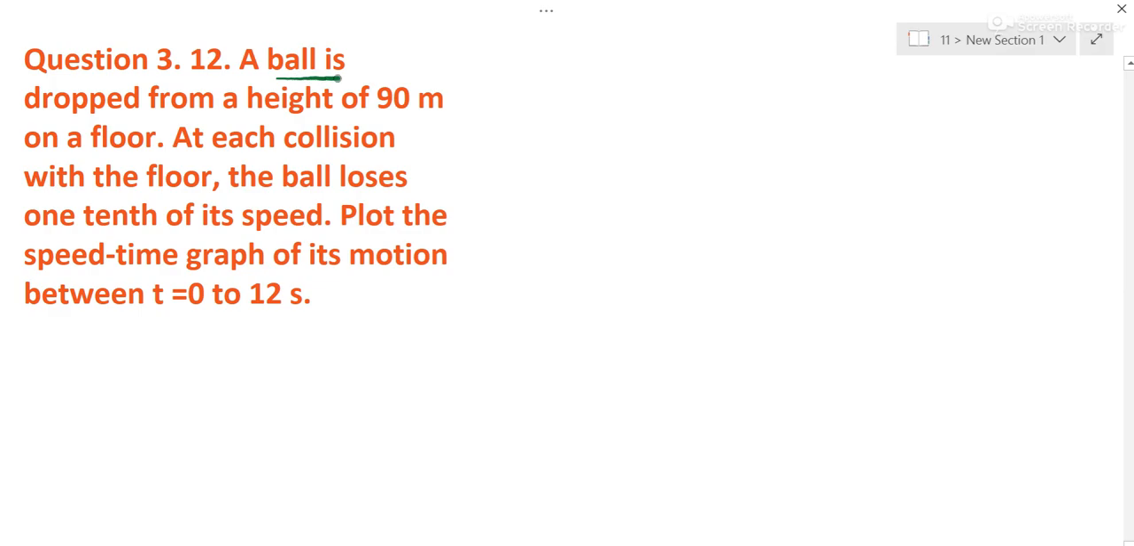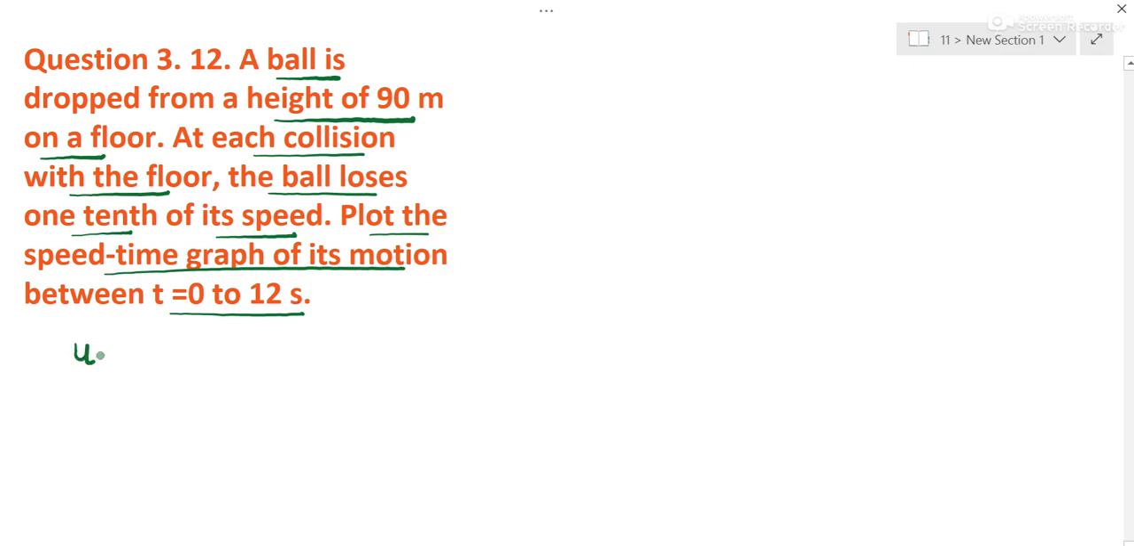A ball is dropped from a height of 90 meters on a floor. At each collision with the floor, the ball loses 1/10 of its speed. Plot the speed time graph of its motion between 0 to 12 seconds. So when the ball is dropped, it means initial velocity is 0. When the ball is thrown up, then final velocity is 0, right? Now it is dropped down, so initial velocity is 0. Height is given, 90.